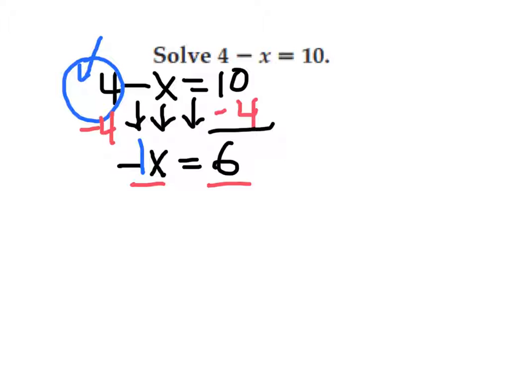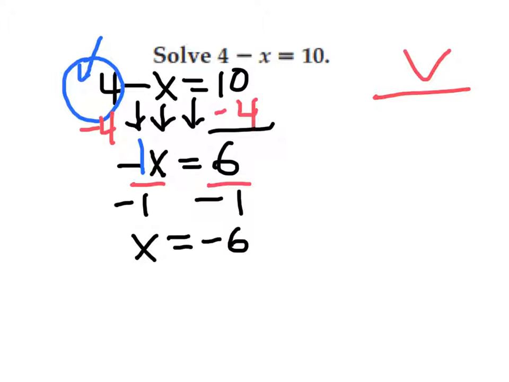So how do I get rid of that? Well, I divide by the same number. Whatever I do on one side, I do on the other. And let's see, does it work out? A negative 1 divided by a negative 1, two negatives make a positive, and 1 divided by 1 is 1. And notice that the 6 divided by a negative 1 changes to a negative 6.